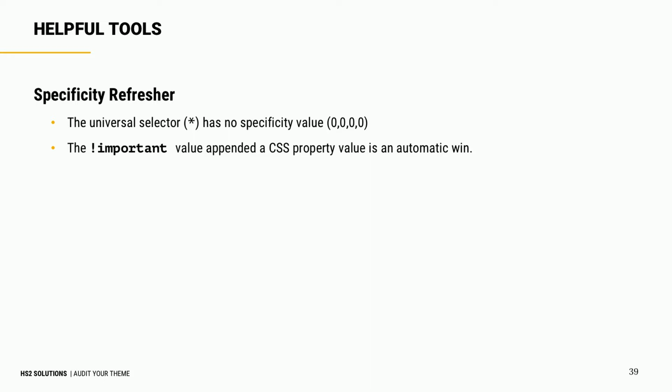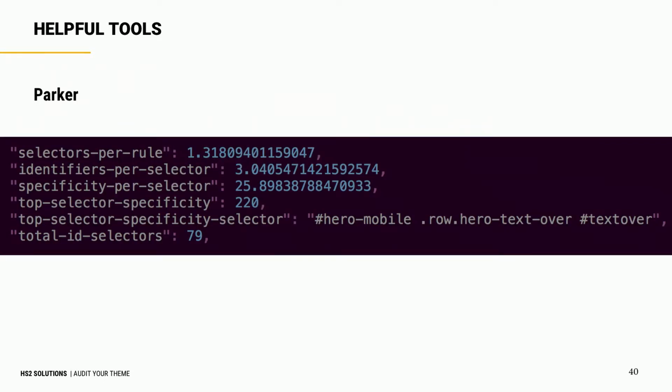Okay, enough about specificity. Let's get back to the numbers that Parker's spitting out and really understand what these values mean. So, specificity per selector is 25. Okay, what I said before is that we want to write classes. We want to reduce the number of selectors. We don't really want to be writing styles towards IDs that can't be reused all the time, right?